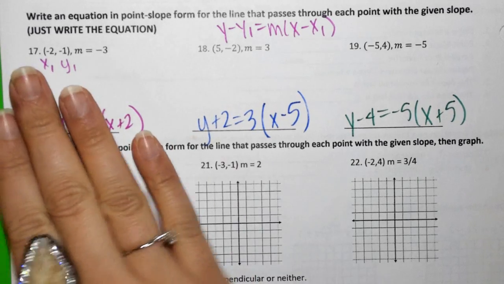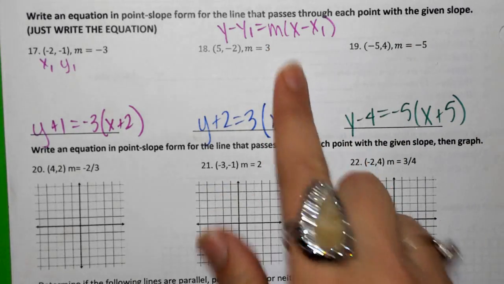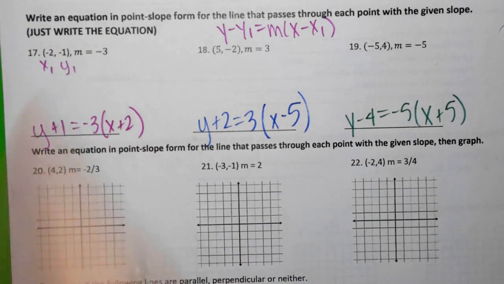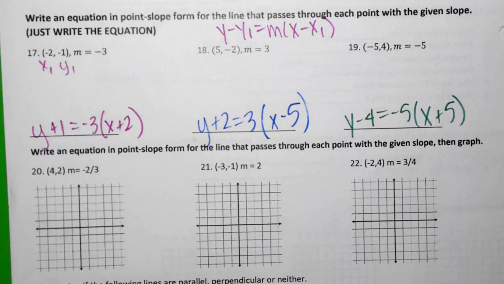So all you have to do on 17 through 19 is write in this form. You don't have to convert it, you don't have to distribute, you don't have to do anything. We're just writing it in point slope form. That's why it says just write the equation.